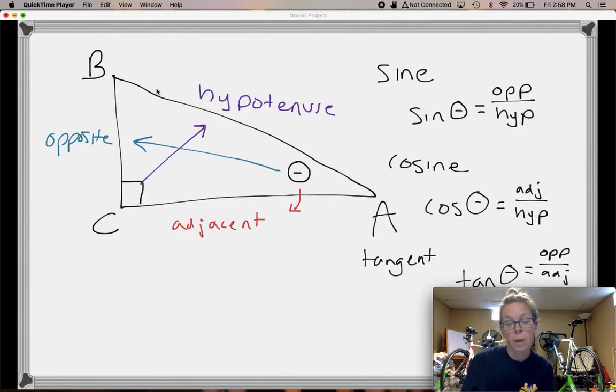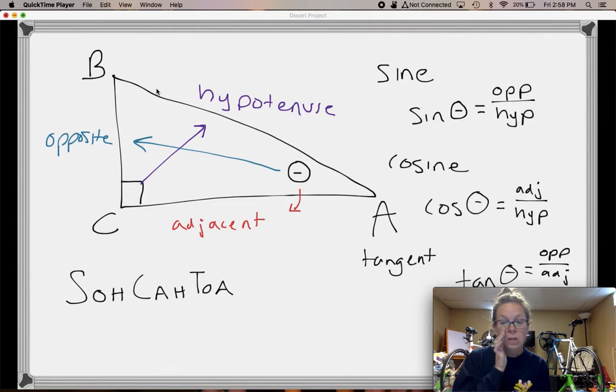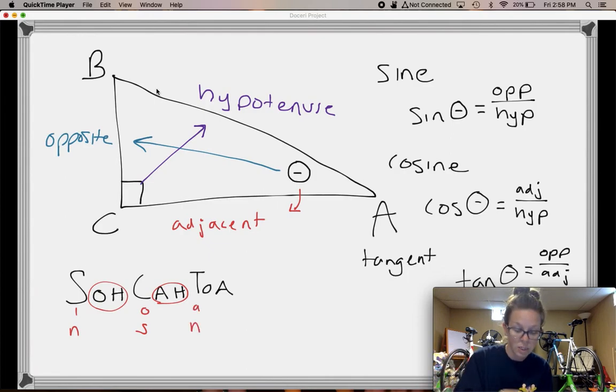Now it's really important that we remember which two sides to put into those fractions. So as a little memory trick that math teachers have used forever, we use what's called SOHCAHTOA. So that stands for sine, so it names the trig function, okay, that's sine. Sine uses OH, opposite over hypotenuse. And then cosine uses AH, adjacent over hypotenuse. And then T is for tangent, and tangent uses OA, opposite over adjacent.